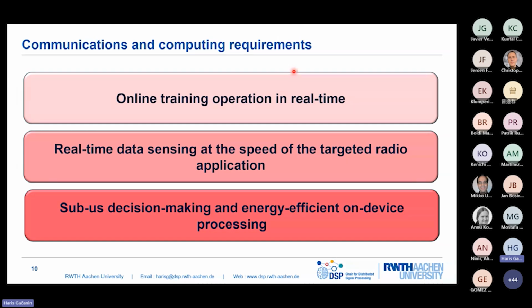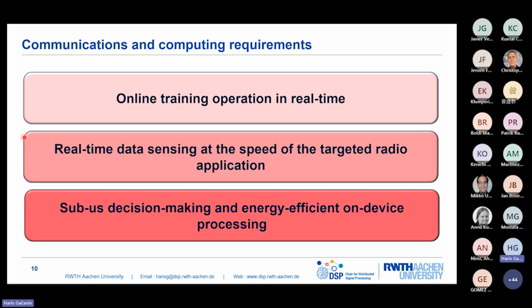So what are the challenges and requirements that we have to keep in mind? When we look at the physical layer, we have been seeing a lot of works and papers implying machine learning, where training was done at the edge cloud, and then inference was done on the physical layer. However, if we really want to have AI-native physical layer structures, then we have to have online training operation in real time happening on the spot.